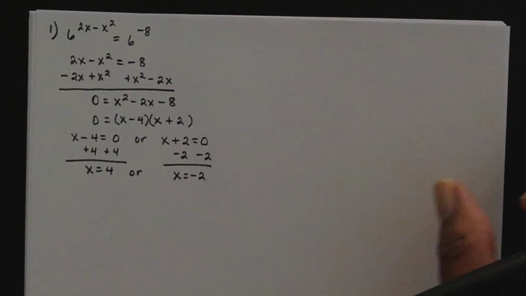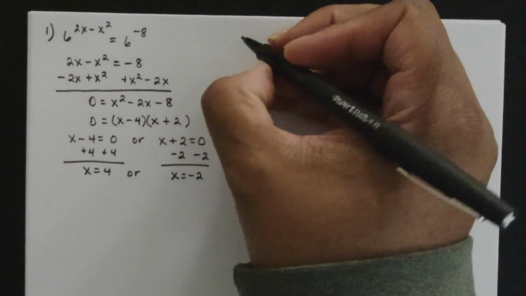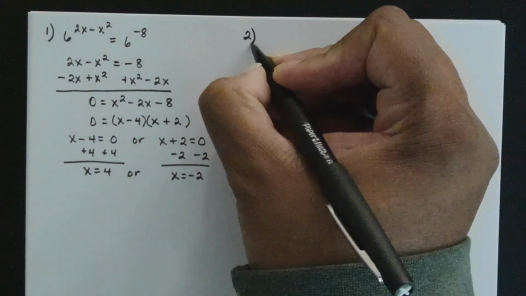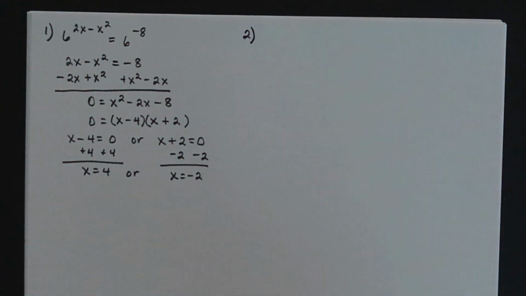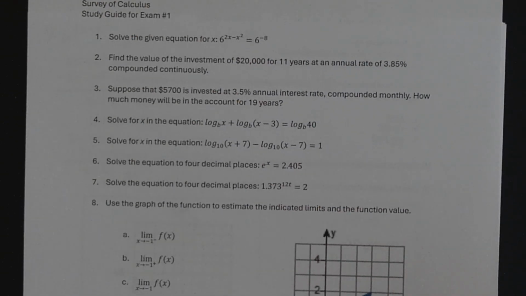All right. Any questions about problem number 1? All right, number 2 is this. Find the value of an investment of $20,000 for 11 years at an annual interest rate of 3.85% compounded continuously.